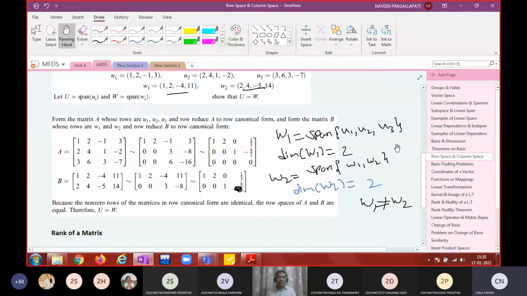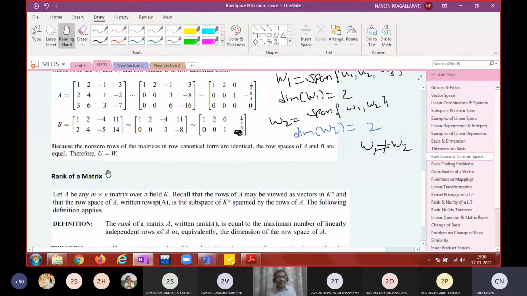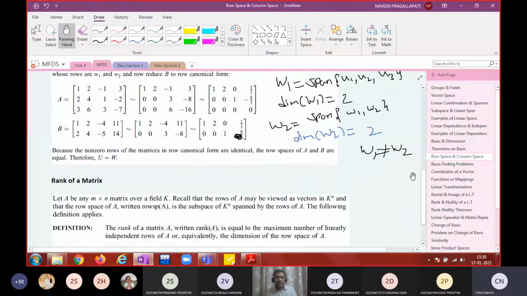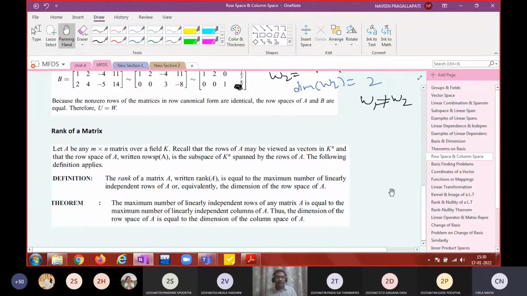Finally, what is the rank of a matrix? Because I said column space rank is equal to row space rank, I can say the rank of a matrix is the rank of the row space, or the rank of the column space. Rank is nothing but the dimension of the row space or the dimension of the column space. So the rank of the matrix A, written rank A, is the maximum number of linearly independent rows, which is the dimension of the row space.